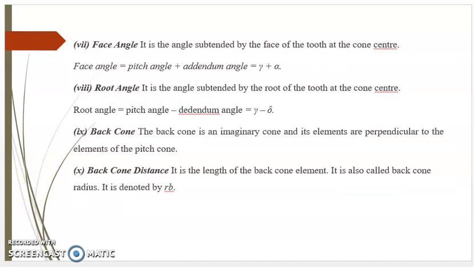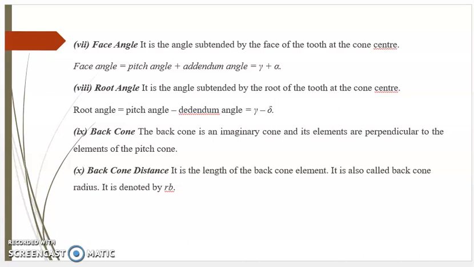Face angle. It is the angle subtended by the face of the tooth at the cone center. Face angle is equal to pitch angle plus addendum angle, that is gamma plus alpha. Root angle. It is the angle subtended by the root of the tooth at the cone center. Root angle is equal to pitch angle minus dedendum angle, that is gamma minus delta.